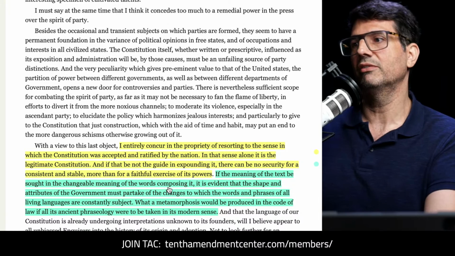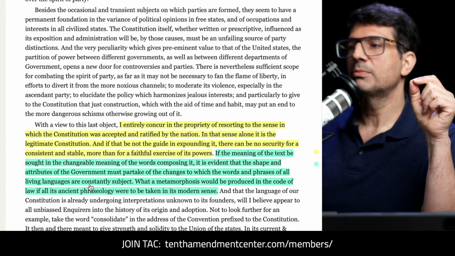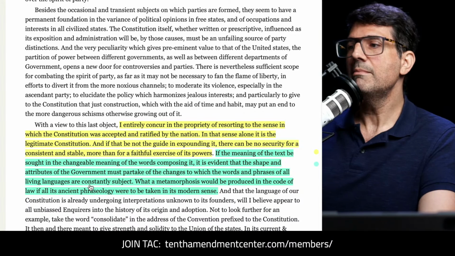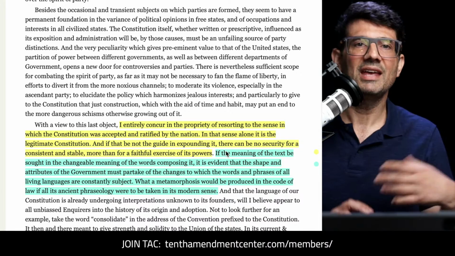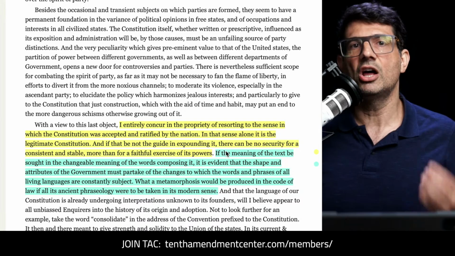Here's Madison again. If the meaning of the text be sought in the changeable meaning of the words composing it, it is evident that the shape and attributes of the government must partake of the changes to which the words and phrases of all living languages are constantly subject. What a metamorphosis would be produced in the code of law if all its ancient phraseology were to be taken in its modern sense. So that's James Madison attacking living, breathing constitutionalism, and that's James Madison at the same time supporting originalism. Understanding the legal meaning of the document is understanding the understanding of the ratifiers.